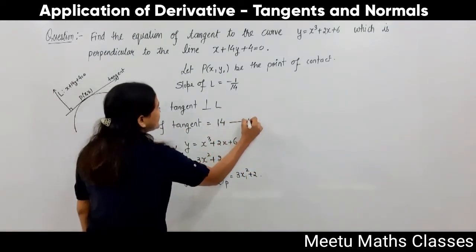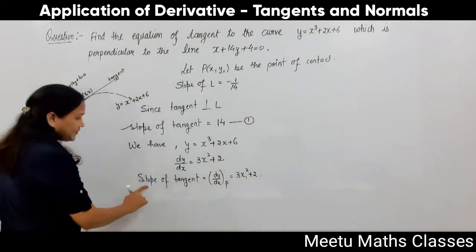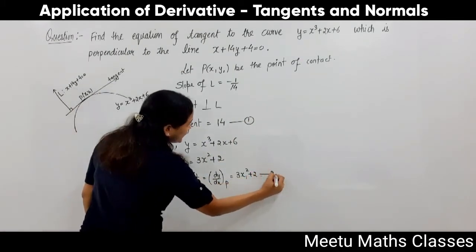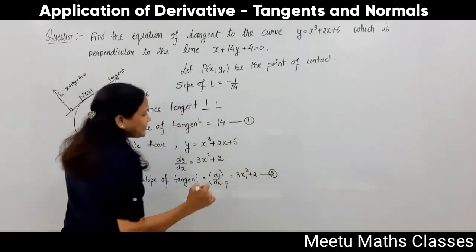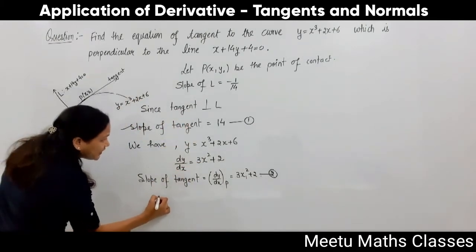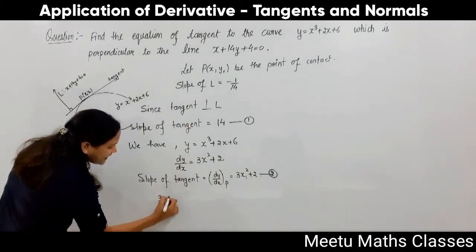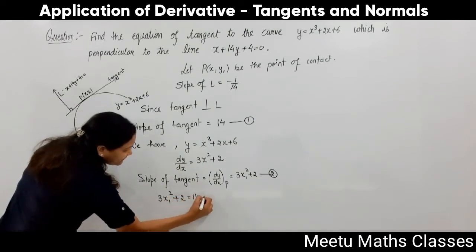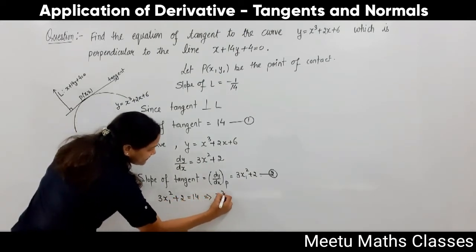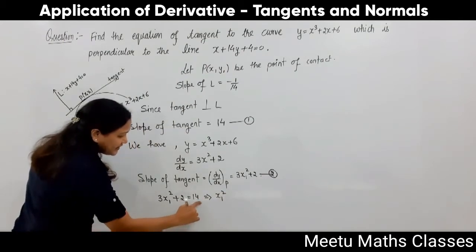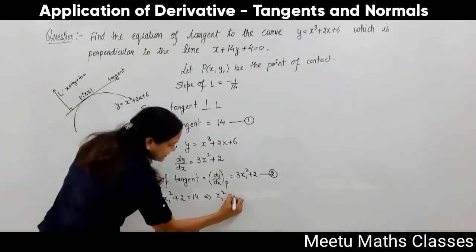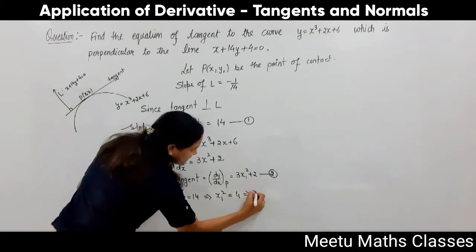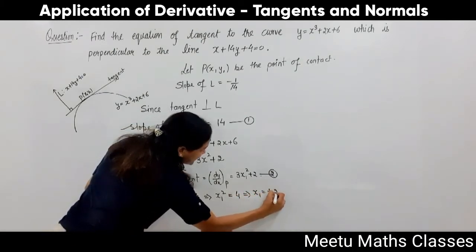Now we know that the slope of tangent is 14, and we also know that the slope of tangent is 3x square plus 2. Now equating 1 and 2, 3x1 square plus 2 equals 14. This will imply that x1 square is 12 upon 3, that is 4, or x1 can take two values, plus or minus 2.